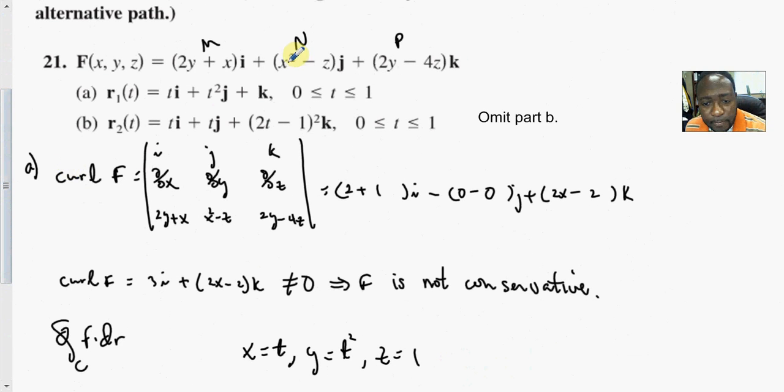Now we move here, the j position. This is x squared minus z, but x is t, so this is t squared minus 1.